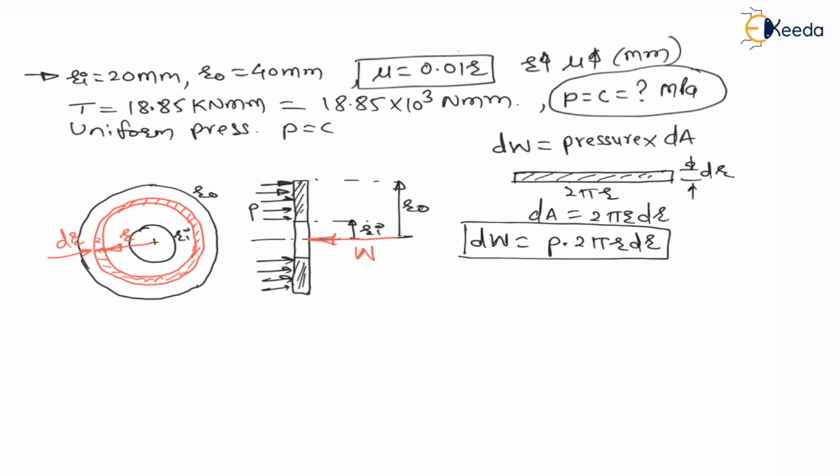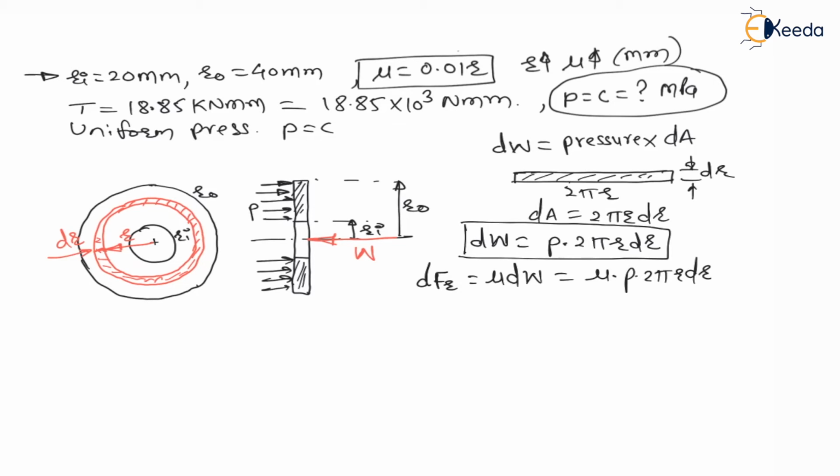Now, as it is normal load, therefore friction load will be... the normal load is acting on the strip. Therefore the friction load on a very small strip, that is dF, is equal to mu times normal load, which is nothing but mu into p into 2 pi r dr. This is the very small friction force acting on a very small elementary strip, right.